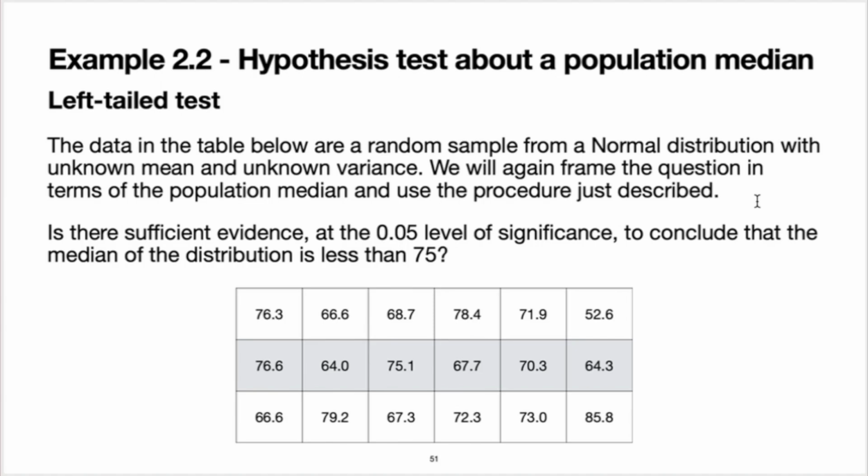So the question is: is there sufficient evidence at the 0.05 level of significance, or we should probably say something close to 0.05, or perhaps we might want to use a significance level that is no more than 0.05, so the closest attainable significance level that is no more than 0.05? We could do it either way. So is there sufficient evidence to conclude that the median of the distribution is less than 75? You just take a look at these data. What do you think? Is there sufficient evidence to conclude that the median of the distribution is strictly less than 75? We see some values that are greater than 75. We see some that are less. And so it's going to be difficult to tell just by looking at the data. We actually need to run through the test.